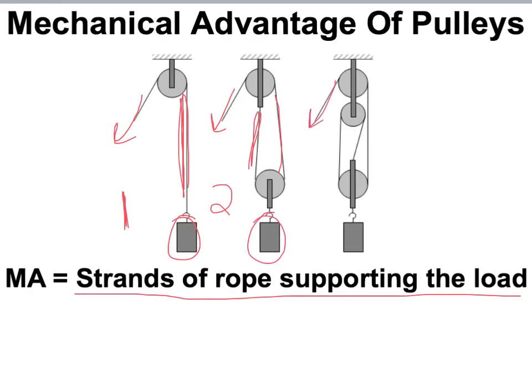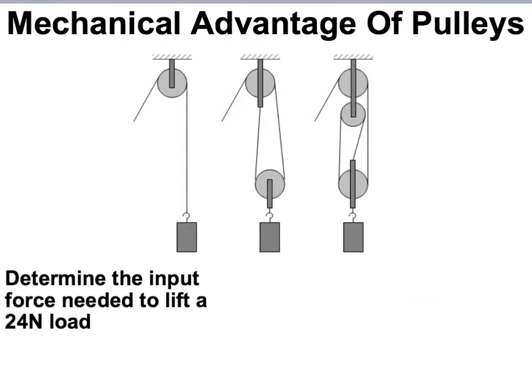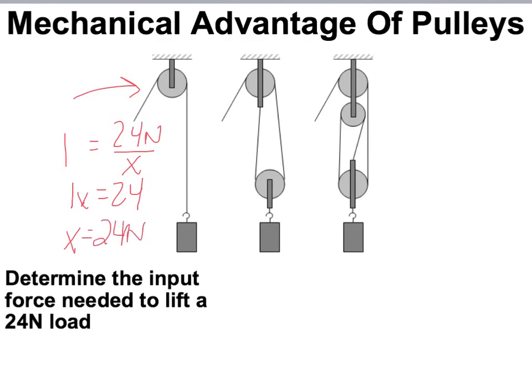In this case, we've got this string supporting the load, this string supporting the load, and this string supporting the load, giving us a mechanical advantage of 3. So what does this mean? Well, let's suppose that this weight was 24 newtons. We could determine the input force needed to lift that 24 newton load. With a mechanical advantage of 1 on this pulley, we'd have our formula of output force, 24 newtons, over input force. Shuffling some numbers around, we'd see that our input force is 24 newtons.